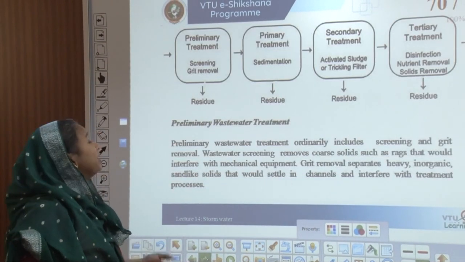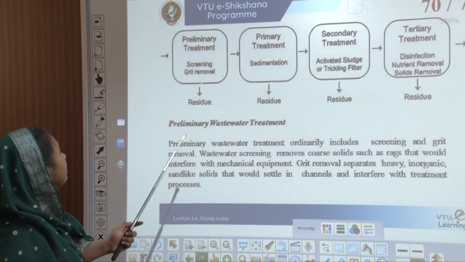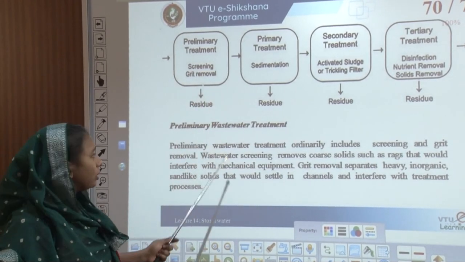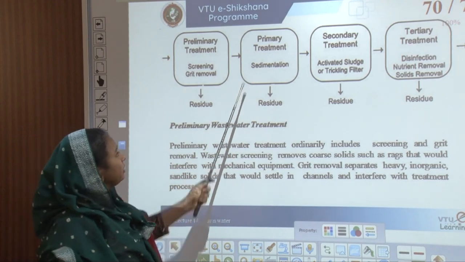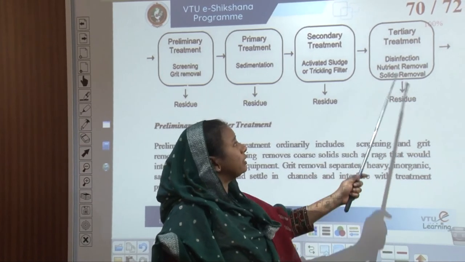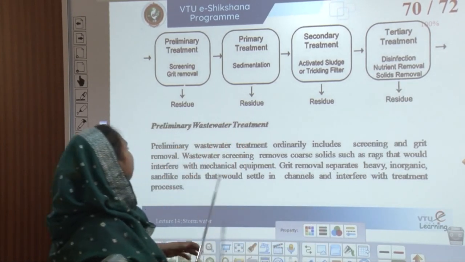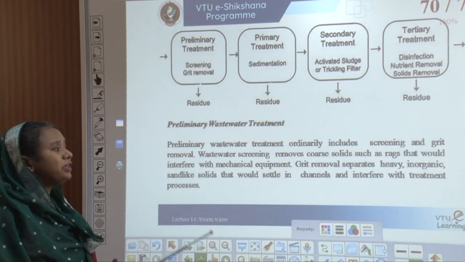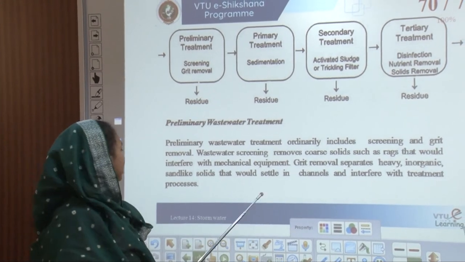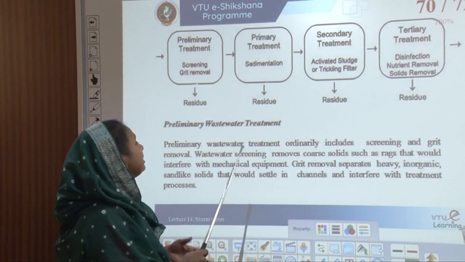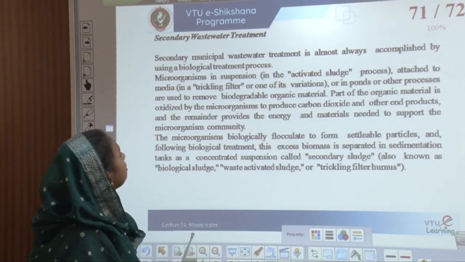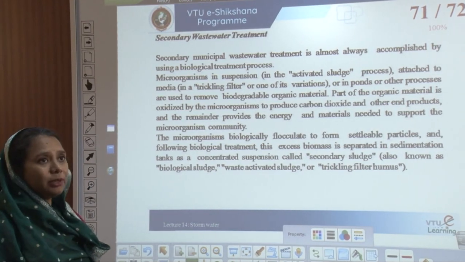Once it enters this stage, the preliminary stage, as I mentioned, is all about screening and grit removal, where you will get a lot of residue. This would have sedimentation residue, this would have sludge residue, and this would have nutrient as well as solid removal through tertiary treatment. So, all these treatments are basically removing everything which is heavy, inorganic as well as solid, and might interfere with our treatment processes. So, the primary treatment removes or screens all the grits. The secondary basically removes all the biological matter; it is the biological treatment plant.